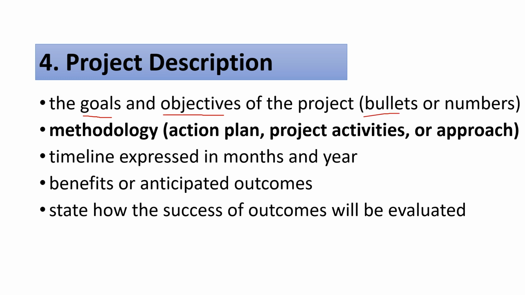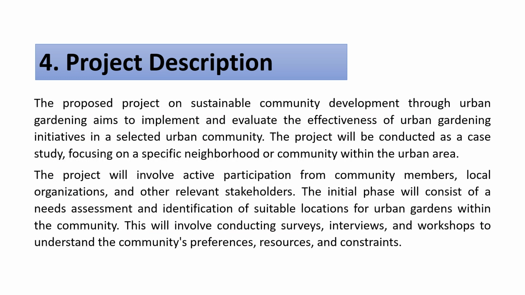Objectives can be done in bullets or numbers. Then you can have your methodology already. That includes your action plan, project activities, the specific things you are going to do to carry out the proposal or the project. Then you should have your timeline, the benefits, and how it will be measured if it's successful. Okay, right.